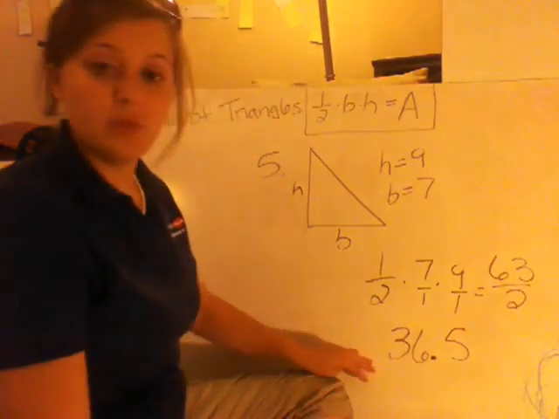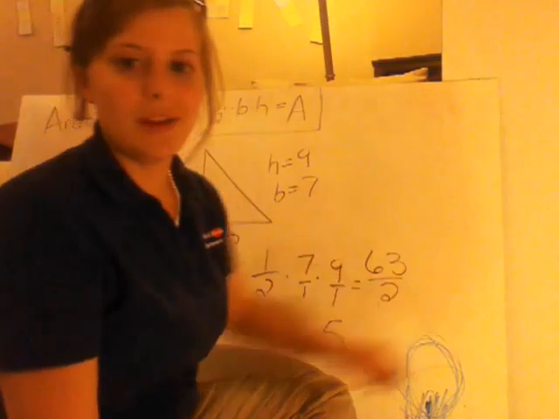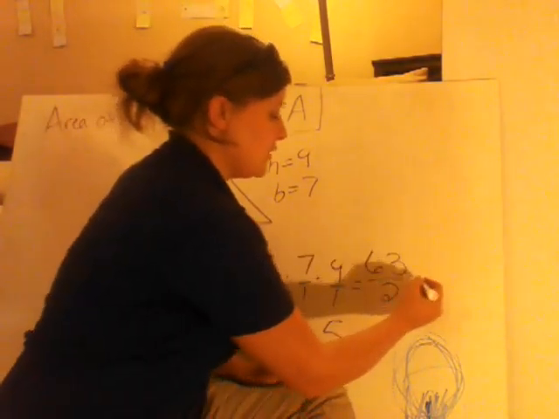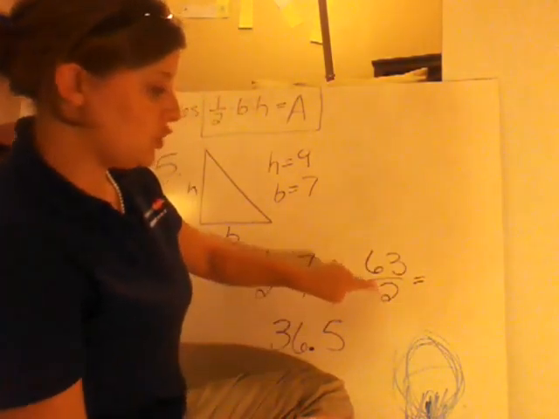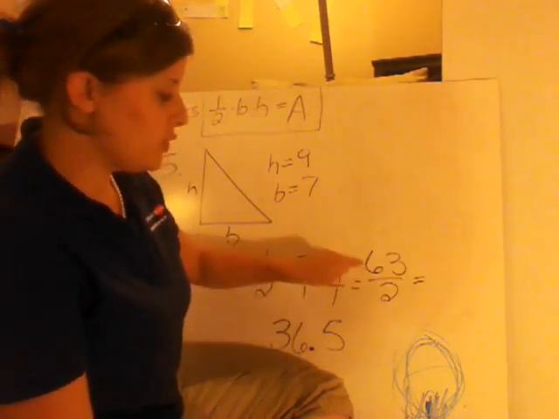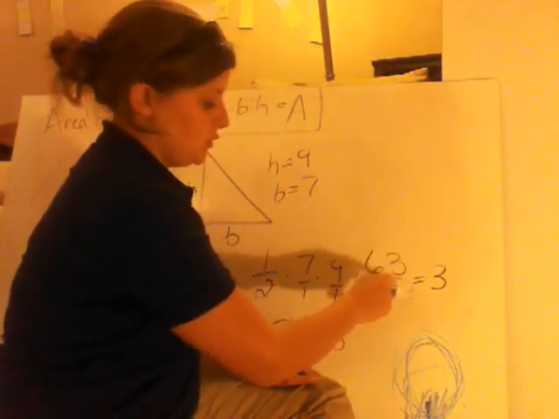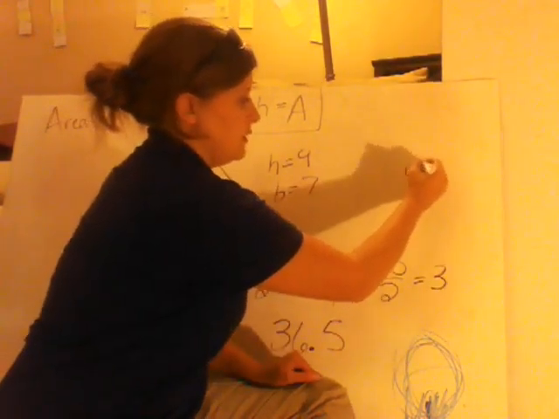That's as a decimal. If I wanted to write this as a mixed number, I would take 2 into 63. How many times does 2 go into 63? Well, 2 goes into 6 3 times. And 2 goes into 3, so it'd be like this.